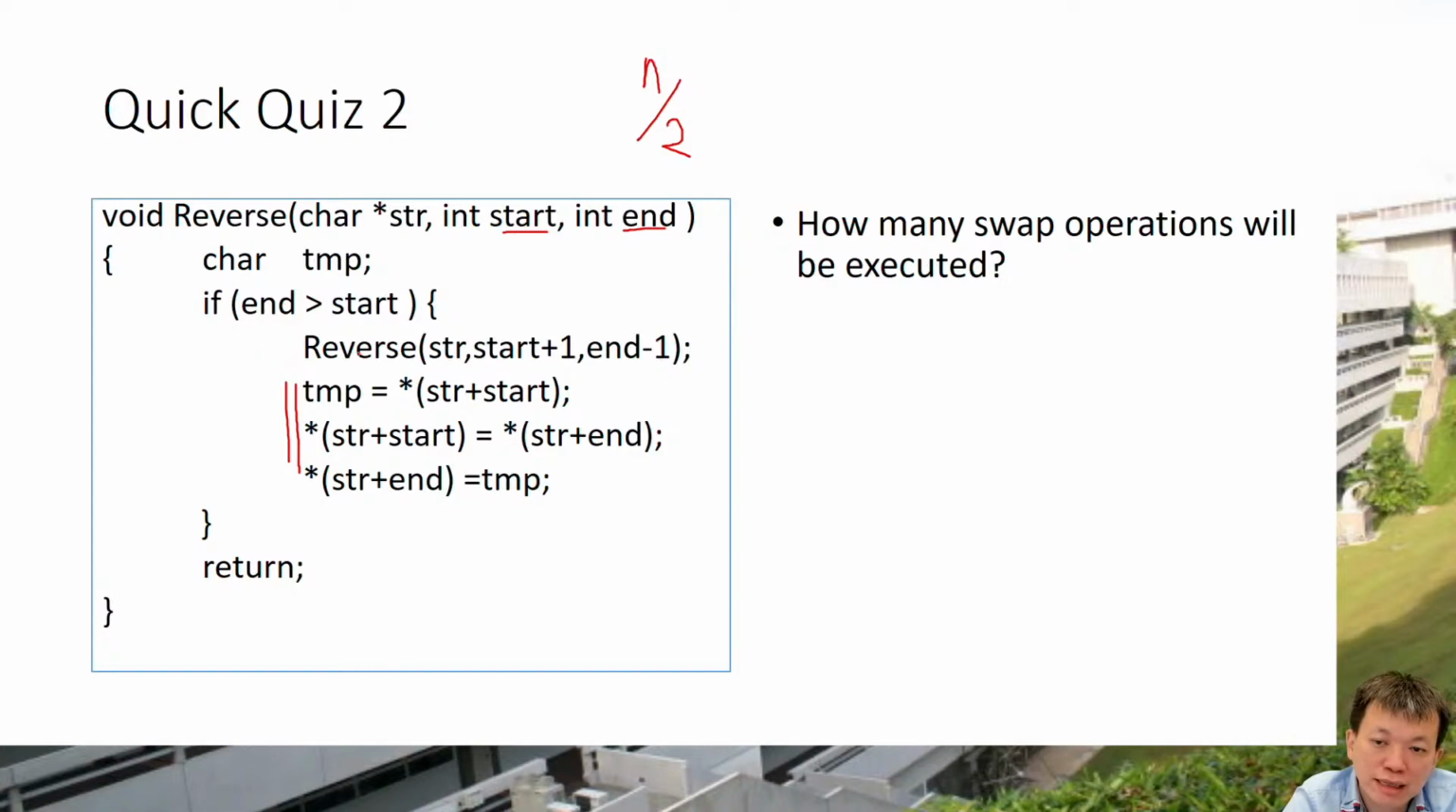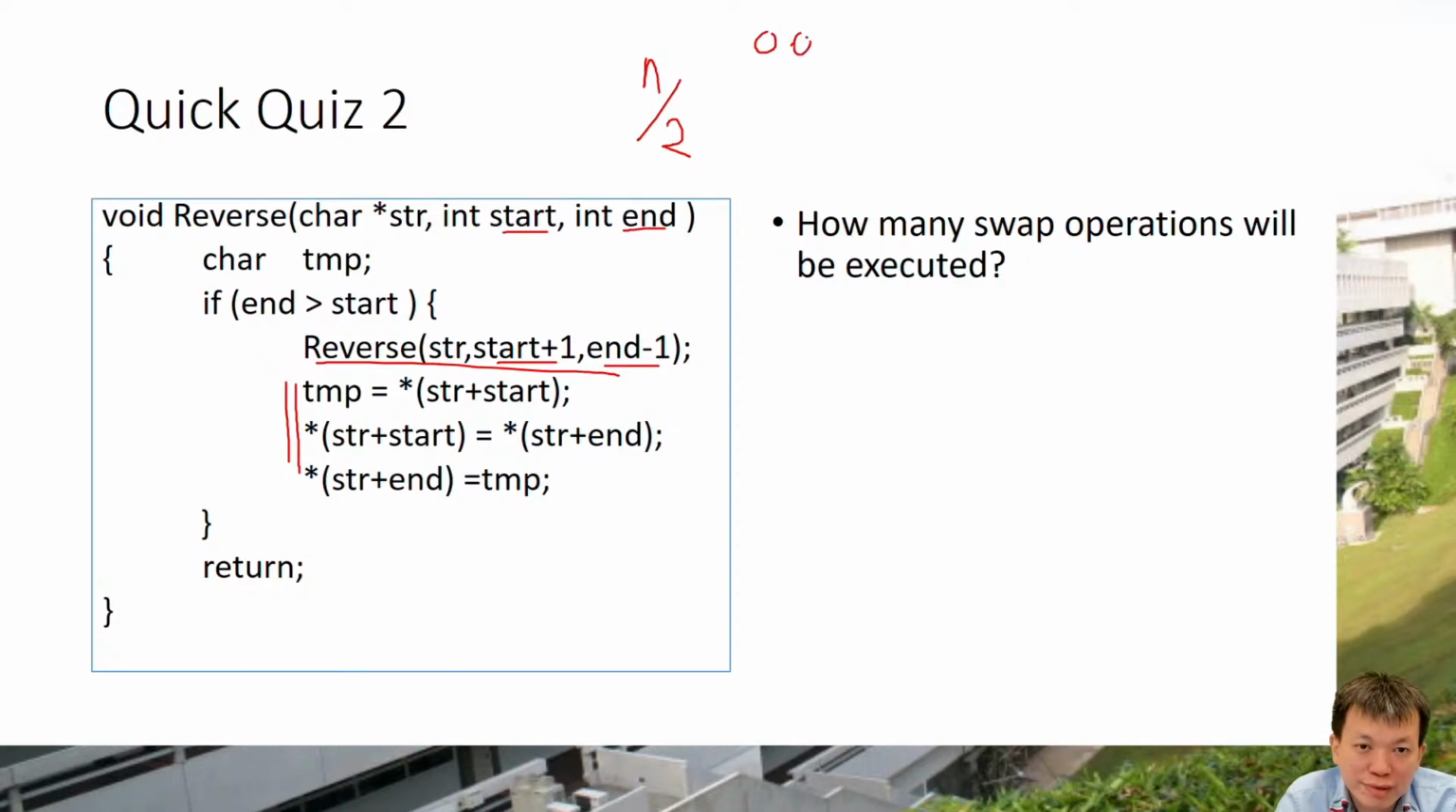This one, you can see that every recursive call, your start index will increase by 1 and your end index will decrease by 1. That means they're trying to swap the first element with the last element, the second element with the second last element, and so on and so forth. They keep swapping. So, let's say I really don't know how to do this, I just try to use a simple example.